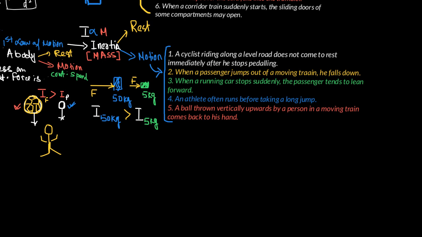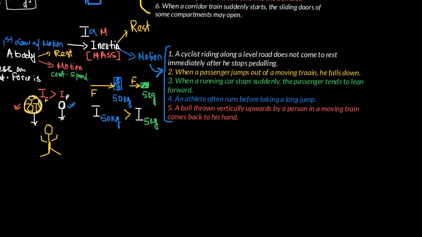So it's easy for the athlete to move from inertia of motion to another inertia of motion, both are in motion, from running to jumping. Or else, initially just standing to jumping, from inertia of rest to jump, it's difficult. So to give the entire body an inertia of motion, an athlete first runs and then jumps, right?